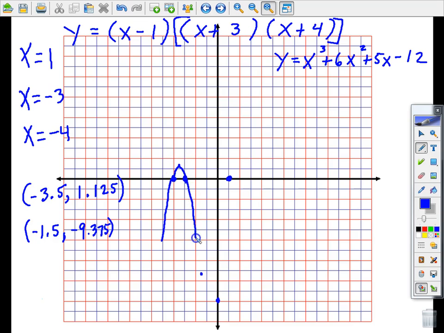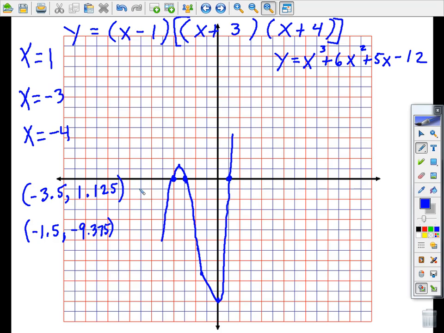So how far do I go? I go through this point, keep going. Now what? Go back up through this. Okay, now let's talk about what happens on the outsides, the extreme left and the extreme right.